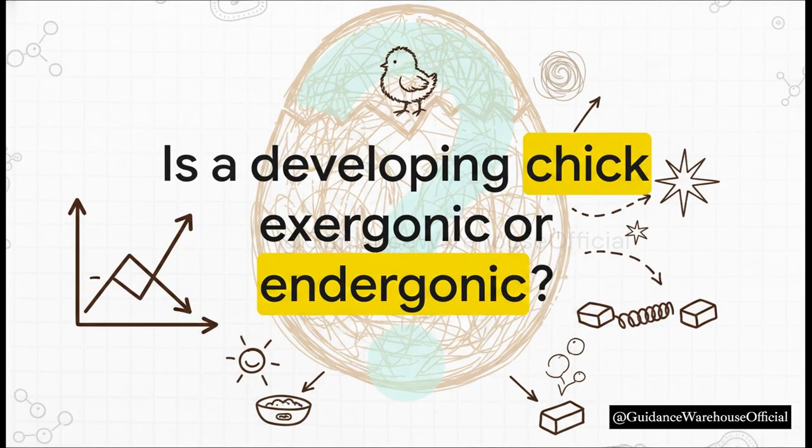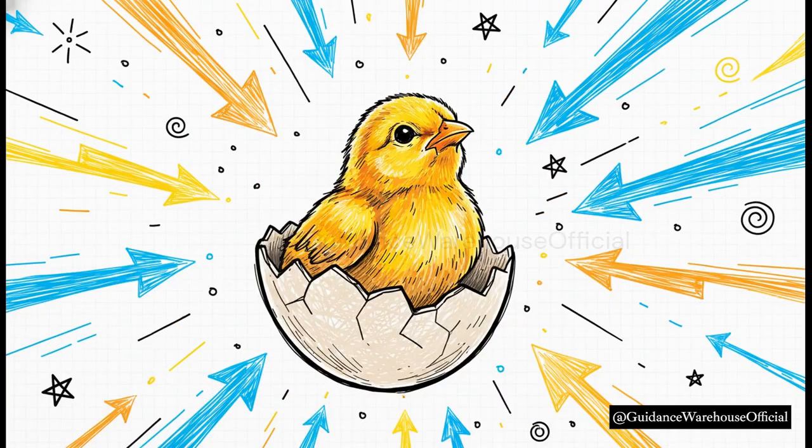All right, time for a quick mini quiz to see if we're putting this all together. Think of a baby chick developing inside a fertilized egg. Is the growth of that highly complex living organism an exergonic or endergonic process? Take just a second to think about the flow of energy there. If you guessed endergonic, you hit the nail right on the head. Building a highly complex, beautifully organized biological structure from a bunch of simpler nutrients requires a massive input of energy. The developing chick absorbs energy to grow, making it a fundamentally endergonic process.